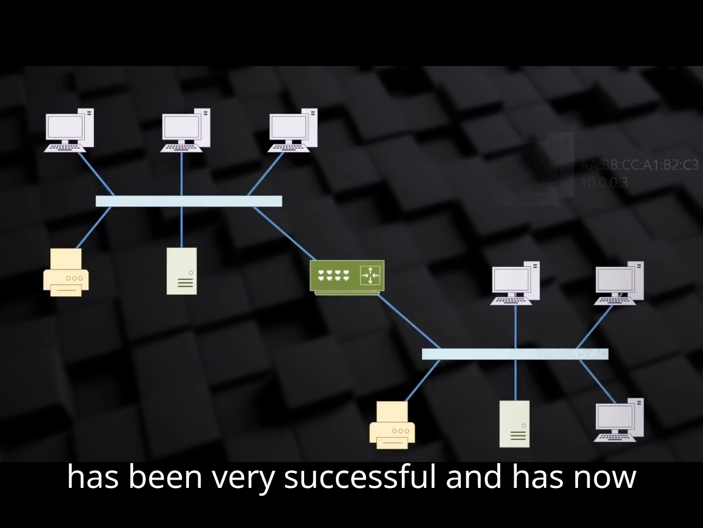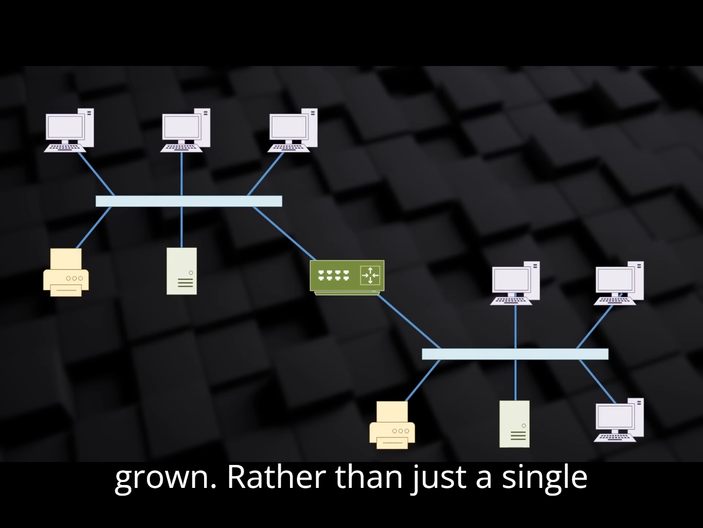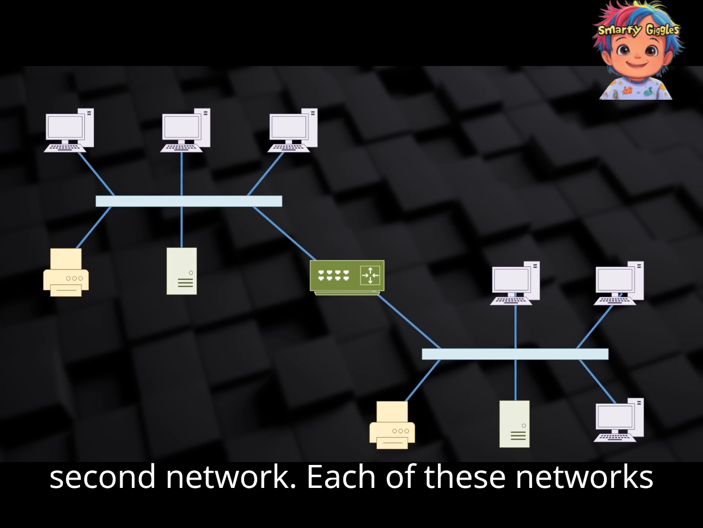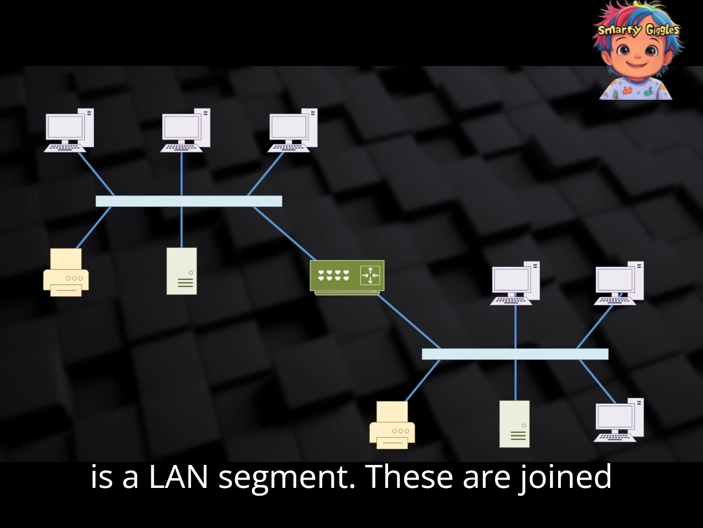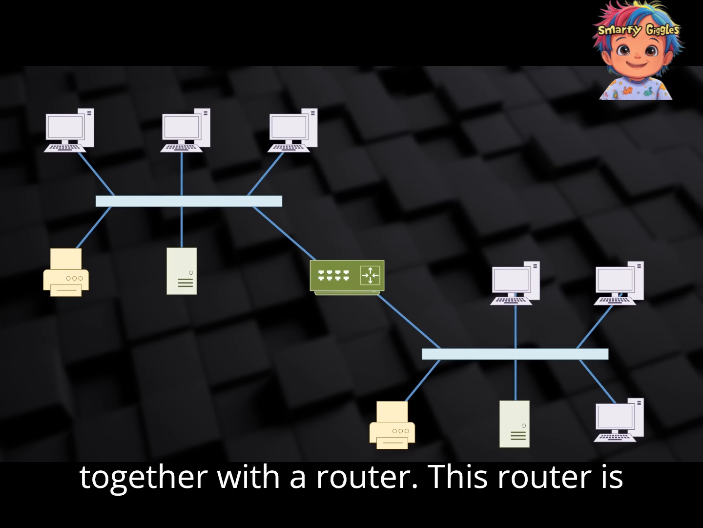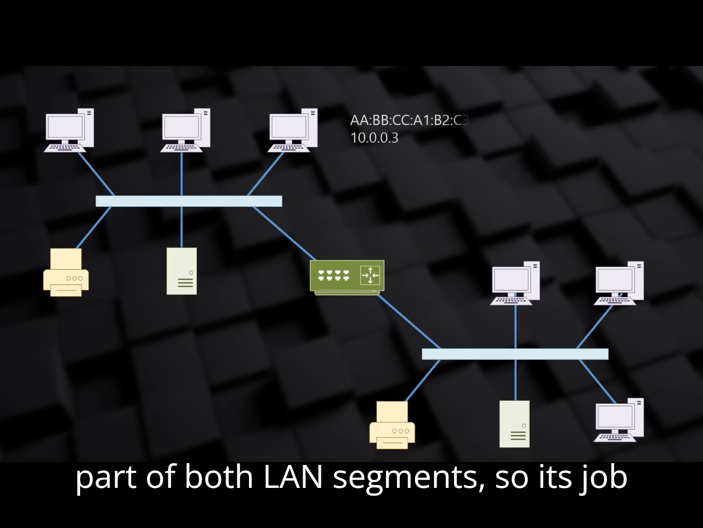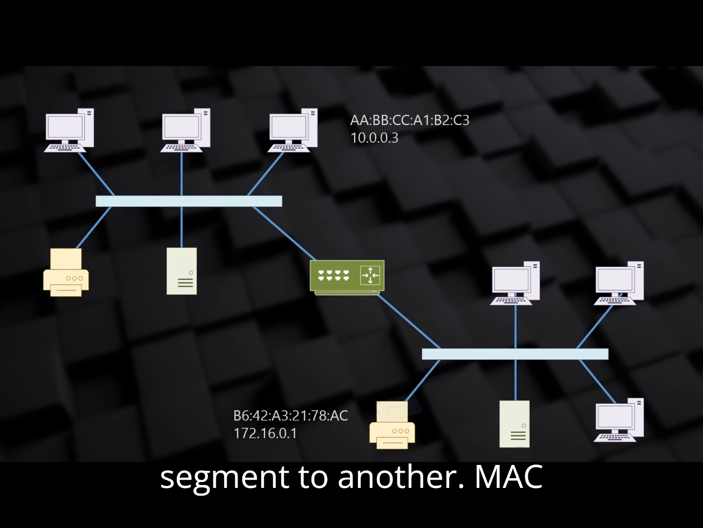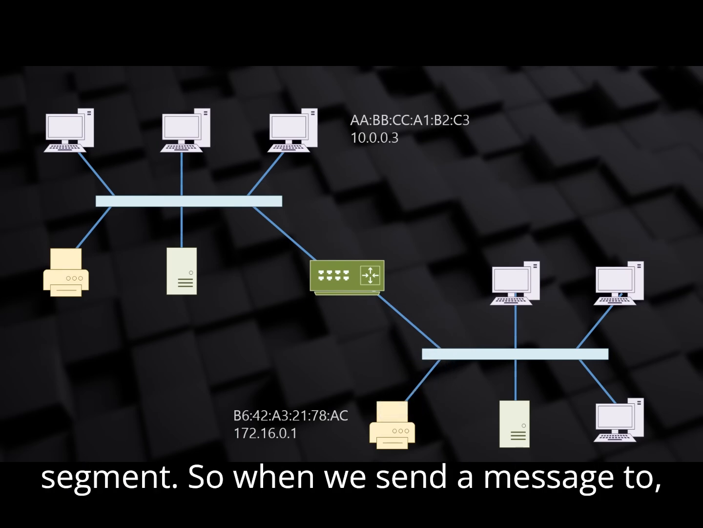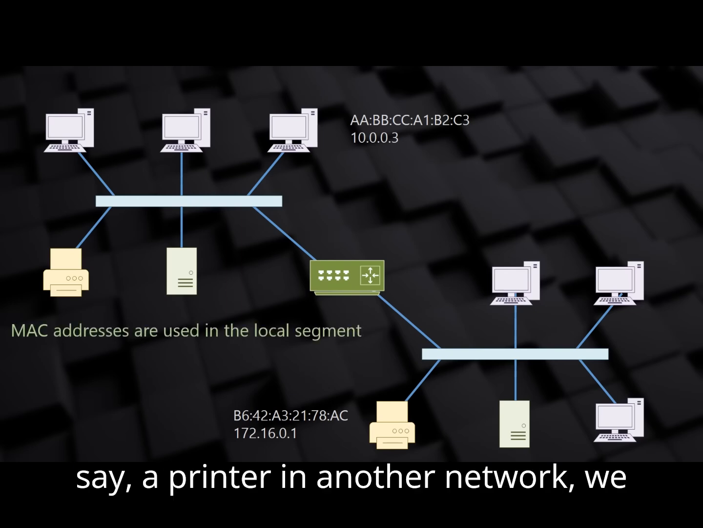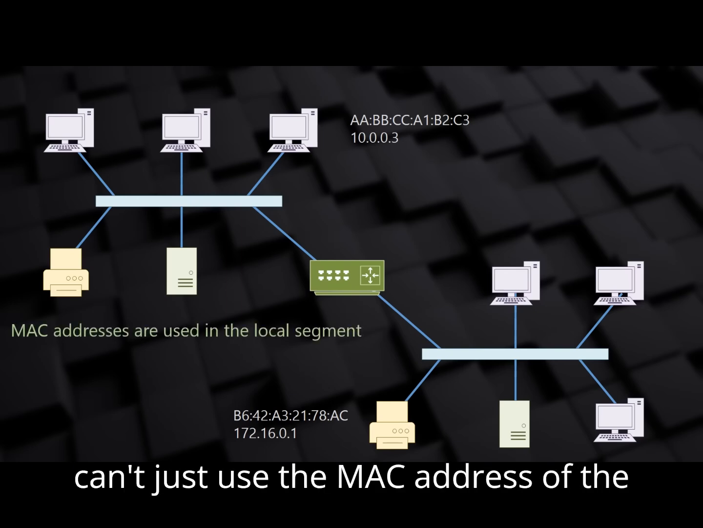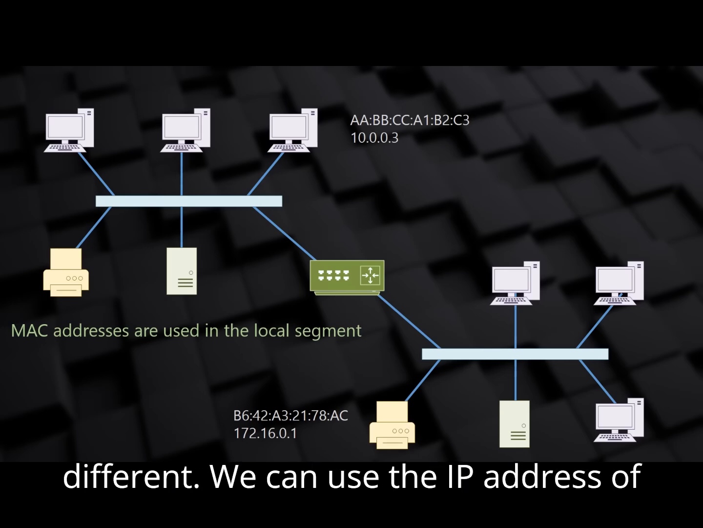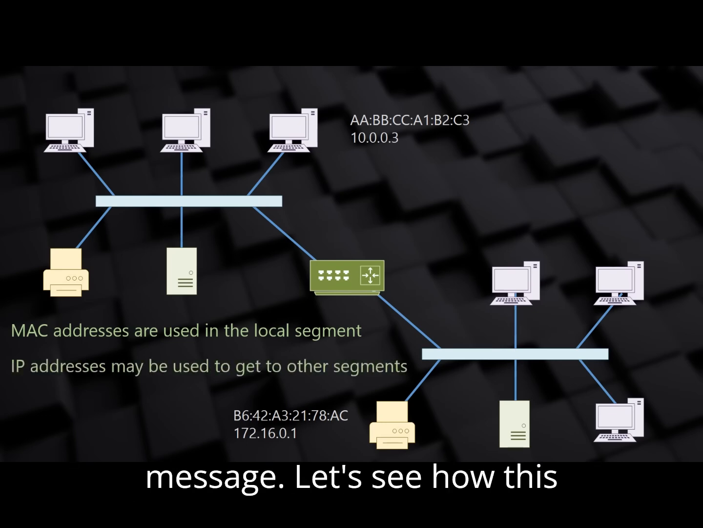Imagine that our small company has been very successful and has now grown. Rather than just a single network, we have decided to create a second network. Each of these networks is a LAN segment. These are joined together with a router. This router is part of both LAN segments, so its job is to pass network traffic from one segment to another. MAC addresses are used within the local LAN segment, so when we send a message to, say, a printer in another network, we can't just use the MAC address of the printer. IP addresses, though, are different. We can use the IP address of the printer when we want to send it a message.